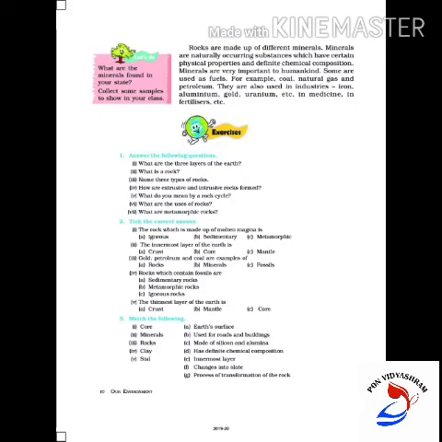Rocks are made up of different minerals. Minerals are naturally occurring substances which have certain physical properties and definite chemical composition. Minerals are very important to humankind. Some are used as fuels, for example, coal, natural gas, and petroleum. They are also used in industries: iron, aluminium, gold, uranium, etc. They are also used in medicine, in fertilizers, etc.